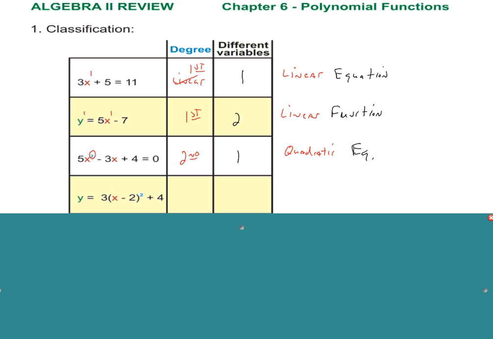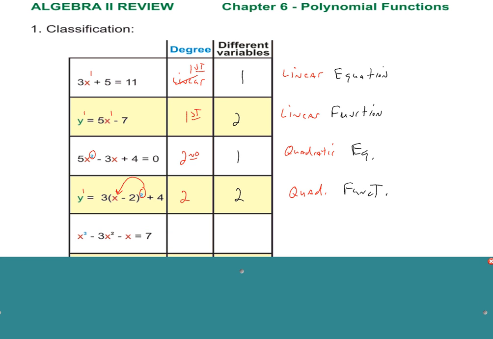Next situation. Again, I'm looking at the degree. Y is to the first power, but this squared here applies to this x. So the x is to the second power. This is a second degree. Because it's second degree, it is quadratic. And again, now I have to understand how many variables there are. There's an x variable and a y. Could be an s and a t. Could be acceleration and time, a and t. It doesn't really matter what the two are. There are two different kinds of variables. Therefore, this is a function. Quadratic function.